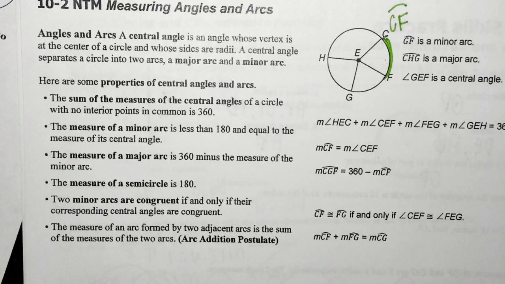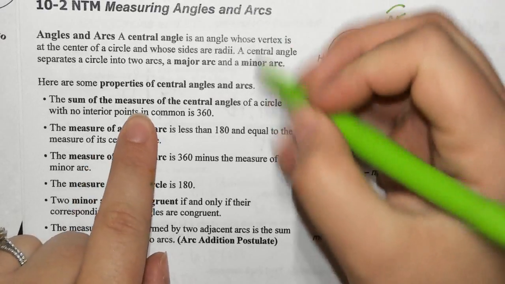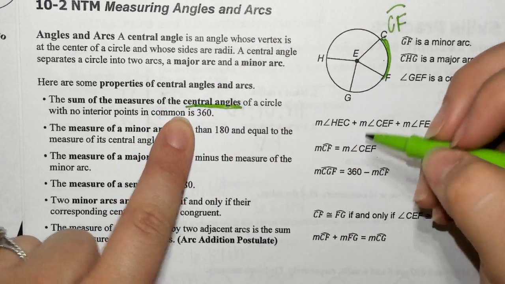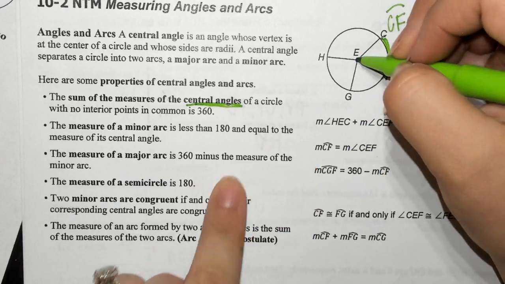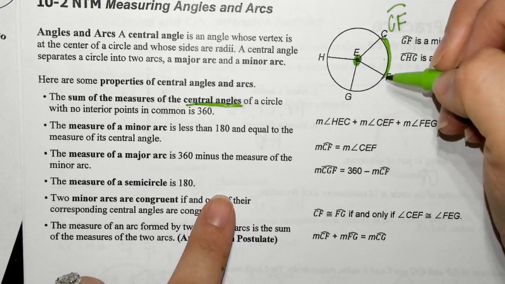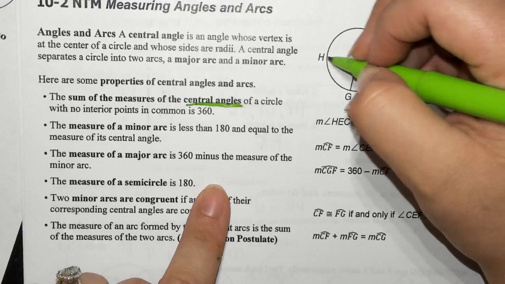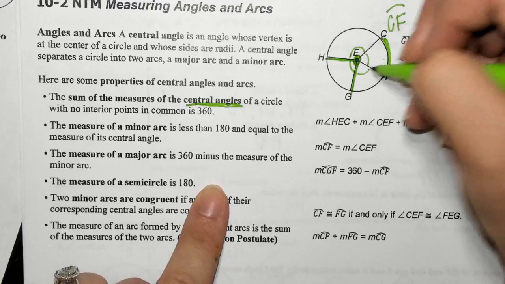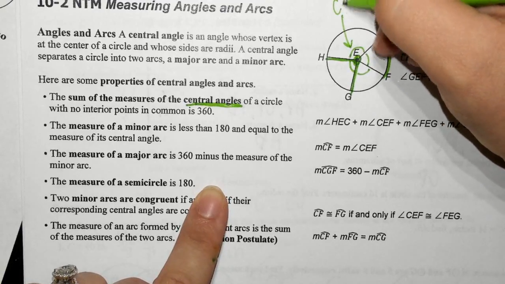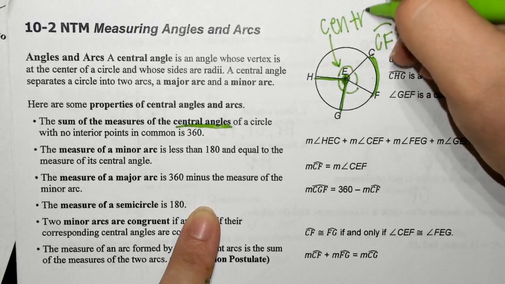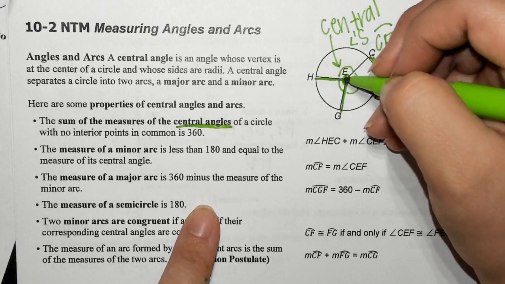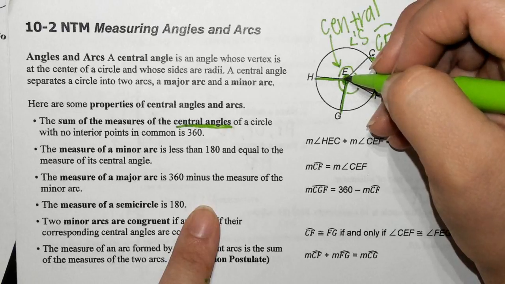Okay, so there's some important things you need to know about the different kinds of arcs. First of all, there is this thing called the central angle. A central angle is made up of a point in the very middle of the circle and two sides that go to the edge of the circle. So each one of these are central angles. These are central angles because their middle is in the very middle of the circle.